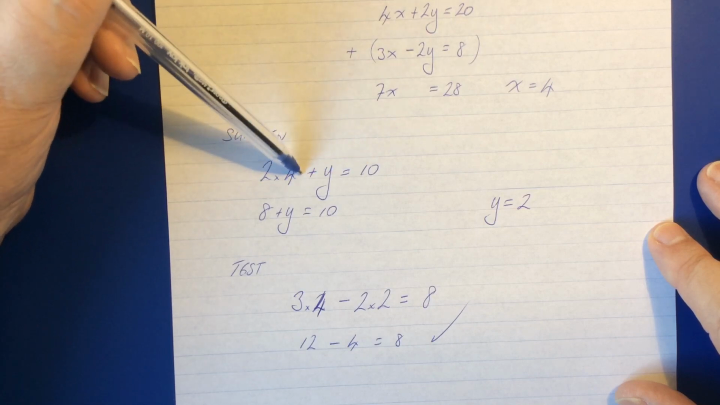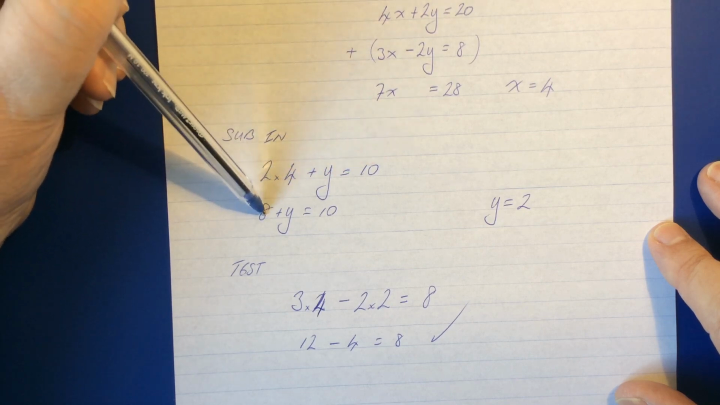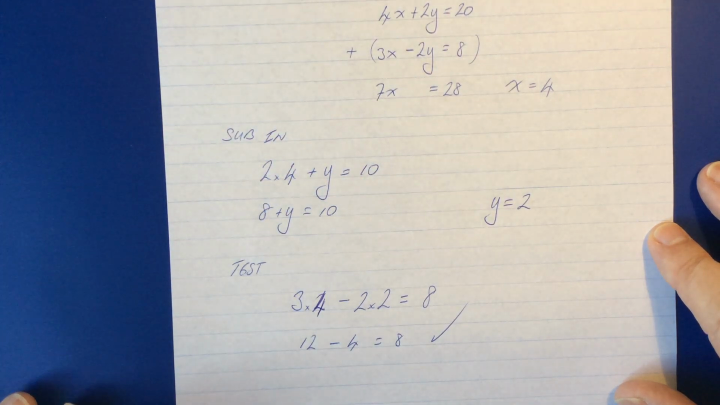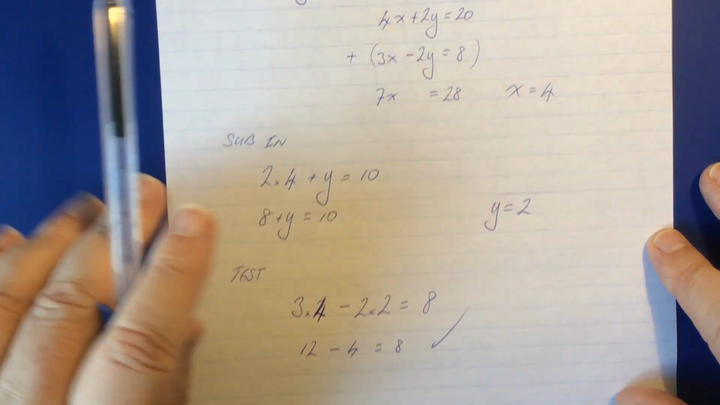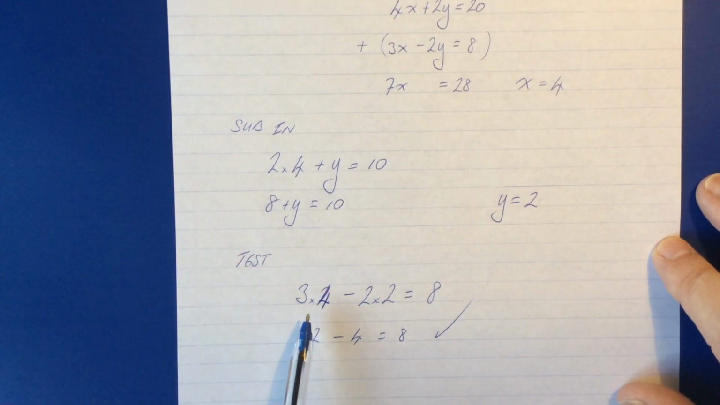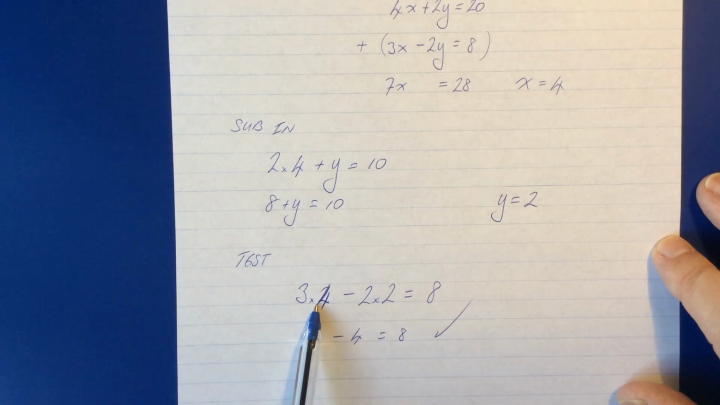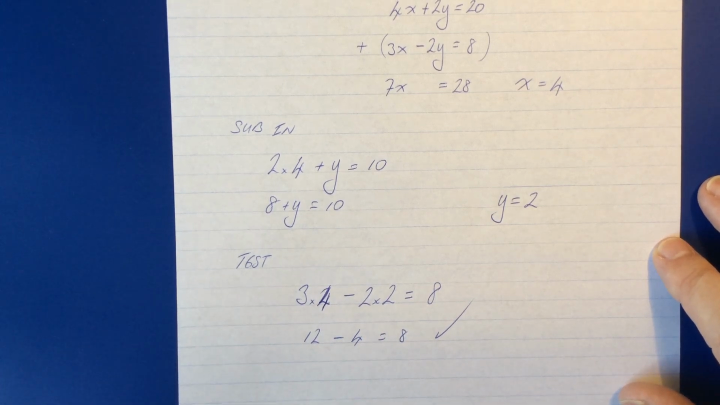So if x equals 4, that is 2 times 4 plus y equals 10. 2 4s are 8. 8 plus y equals 10. y equals 2. And then I put it to the test. I popped x and y into the second equation, which is 3x minus 2y equals 8. And sure enough, I got 8. 3 times 4, which is the x, minus 2 times 2, which is the y, equals 8. 12 minus 4 equals 8. That is my test, and that is how it is done.